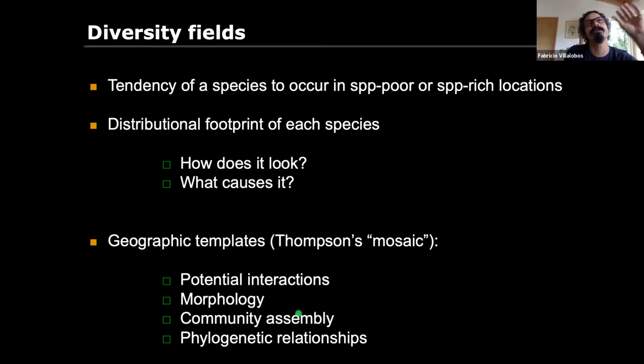Okay, so we can use this concept of the diversity field as a species property and think about the tendency of species to occur in particular regions, and we can use it as a footprint, as a particular signature of the processes behind that co-occurrence. And we can think about how it looks, what the causes of that are. Or we can even go further and think about the geographic template as in John Thompson's geographic mosaic theory of coevolution. We can think about potential interactions, morphology, community assembly, and particularly phylogenetic relationships, which is very common nowadays, as we have large numbers of phylogenies available at the species level, etc.